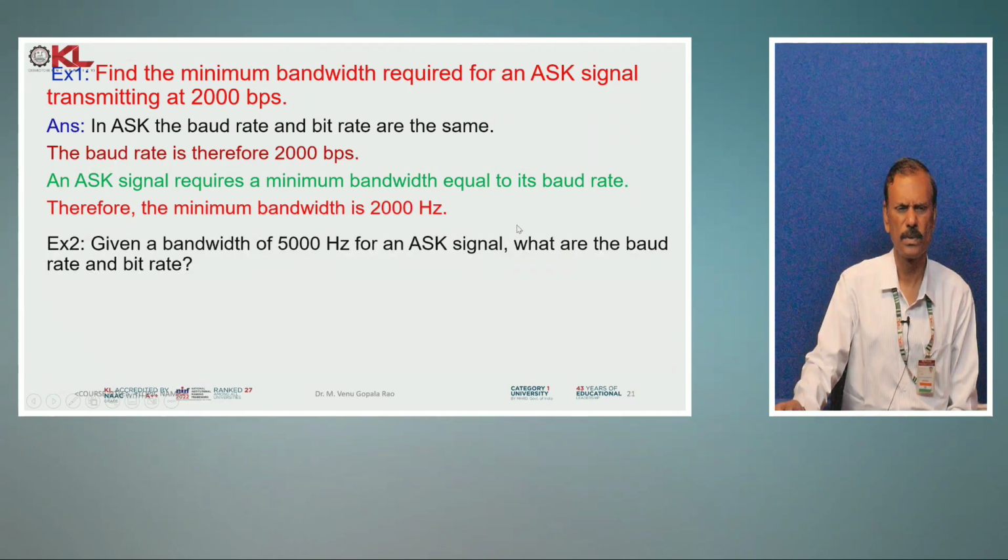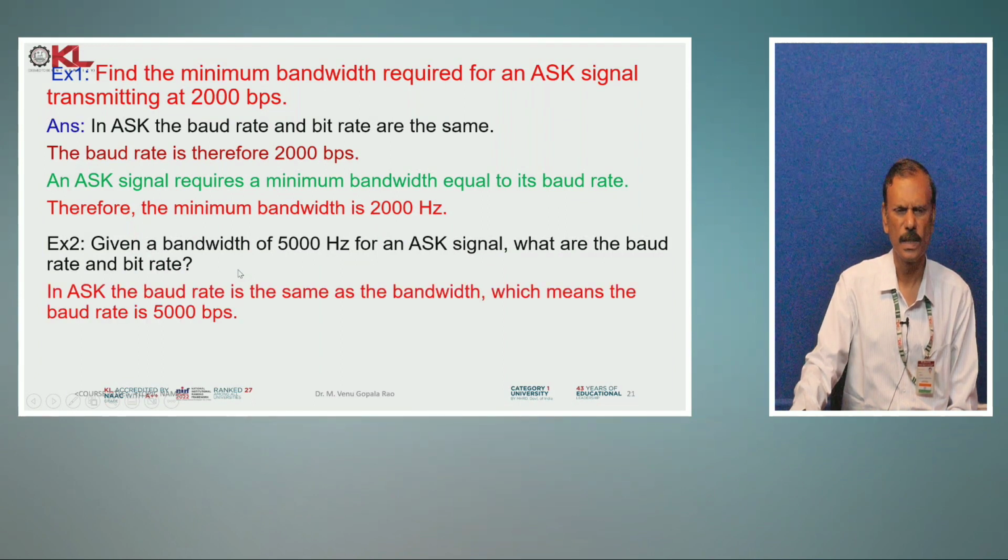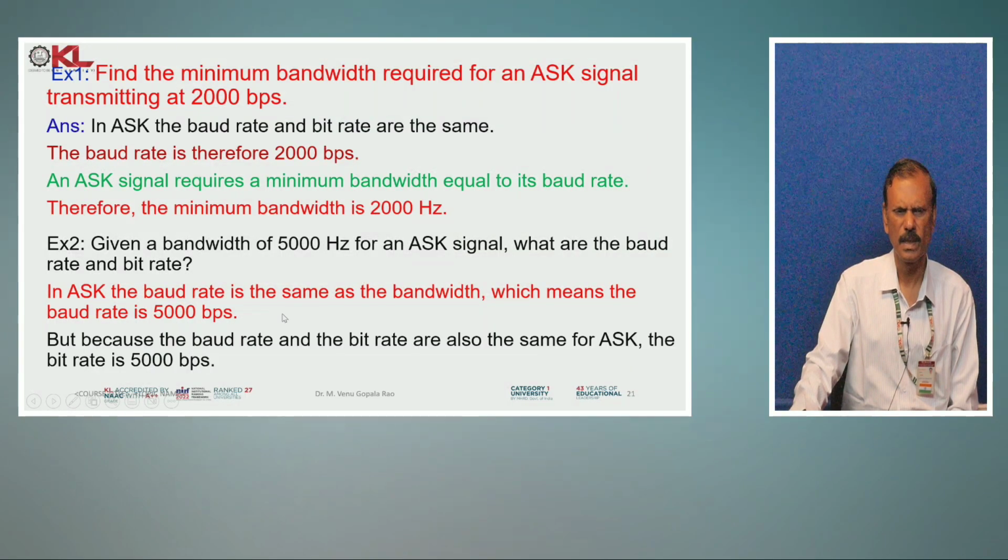Example 2. Given a bandwidth of 5000 hertz for an ASK signal, what is the baud rate and bit rate? Now the bandwidth has been given for the ASK signal. Since it is not stated as binary or M-ary, it is assumed to be binary. So with binary ASK, the baud rate is the same as the bandwidth, which means the baud rate is 5000 baud. Similarly, the bit rate is also the same.